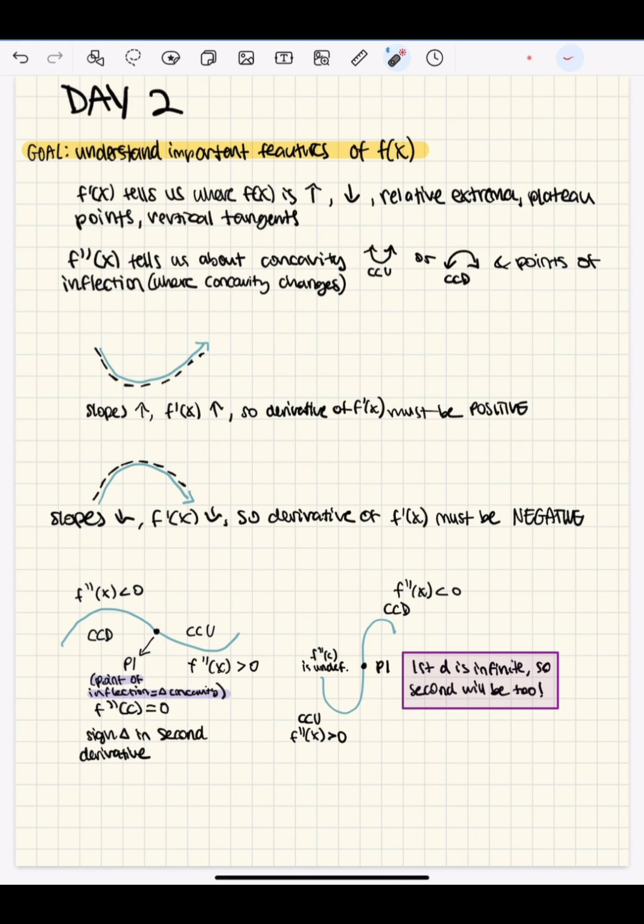So f prime x tells us where f of x is increasing or decreasing, remember, not positive or negative. And it also tells us relative extrema and plateau points and vertical tangents and all of that, right? F double prime x, on the other hand, is going to tell us about concavity and points of inflection. So let's talk about what those mean.